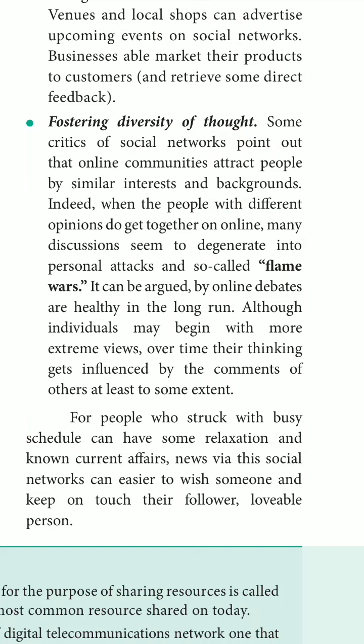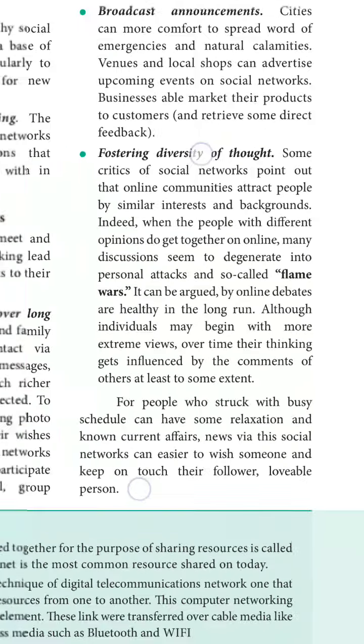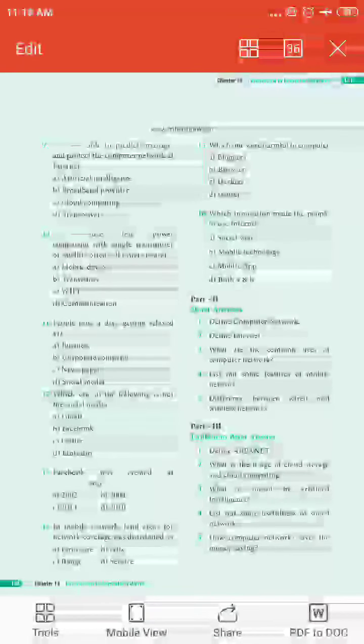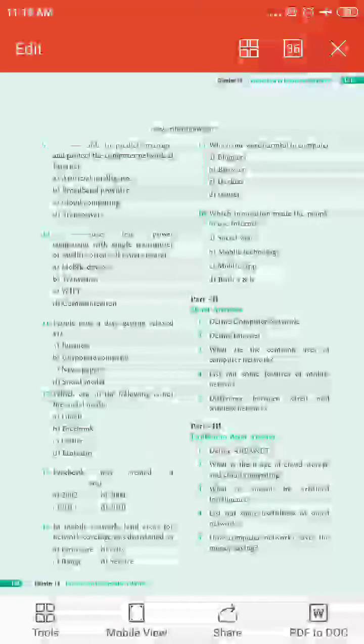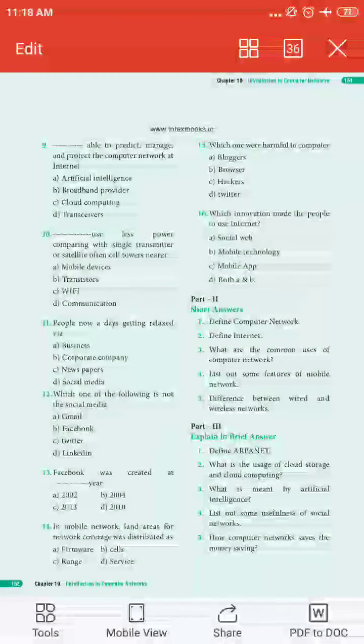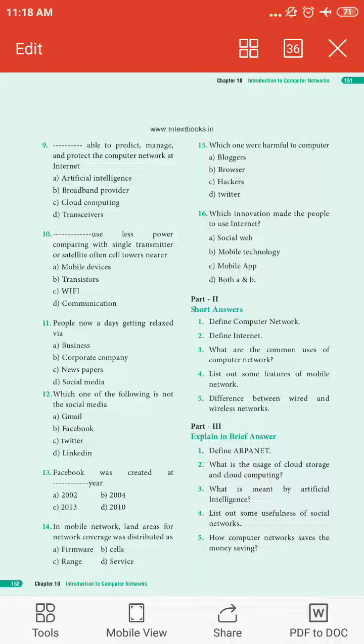So with this, we are finishing this chapter. In the next class, we will be starting a new chapter, which is the 11th chapter. I will be sending you these documents so that you can view the answers of these book back exercises in the group. Thank you, students.